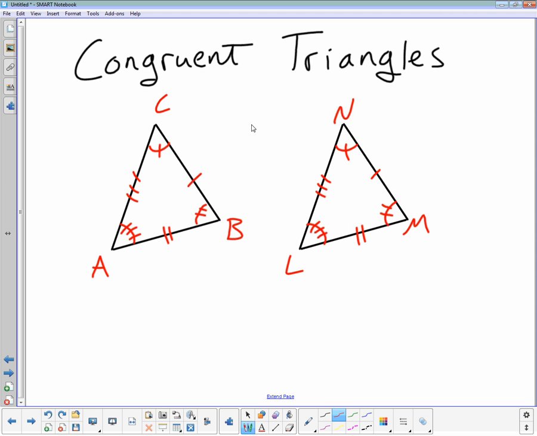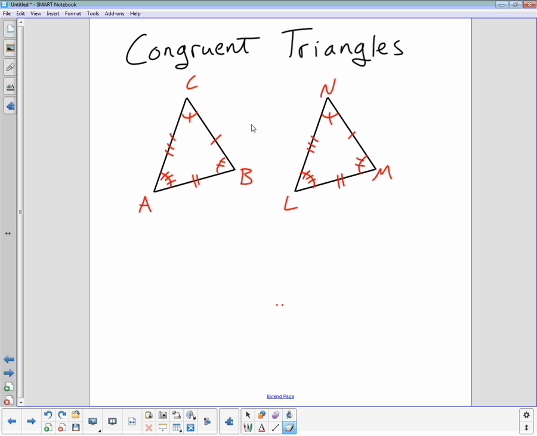And just like we had when we were talking about congruent angles or congruent segments, we had a way of writing the description of that using symbols. If I wanted to say that segment AB is congruent to segment LM, we would write AB with a congruent sign LM. Done with it. But with a triangle, however, we have a little bit more.